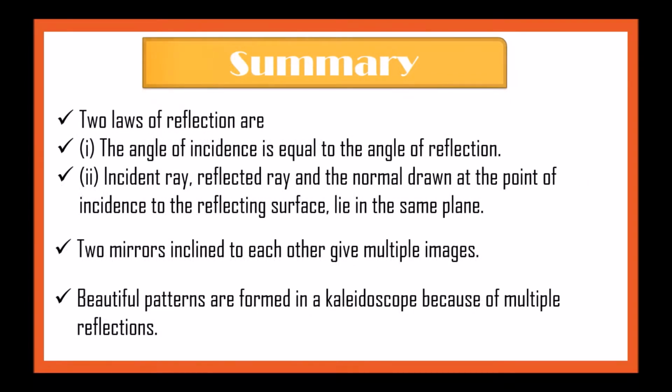Two laws of reflection are: the angle of incidence is equal to the angle of reflection; and the incident ray, reflected ray, and the normal drawn at the point of incidence to the reflecting surface lie in the same plane. Two mirrors inclined to each other give multiple images. Beautiful patterns are formed in a kaleidoscope because of multiple reflections.